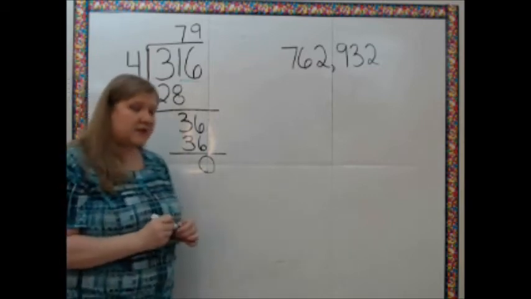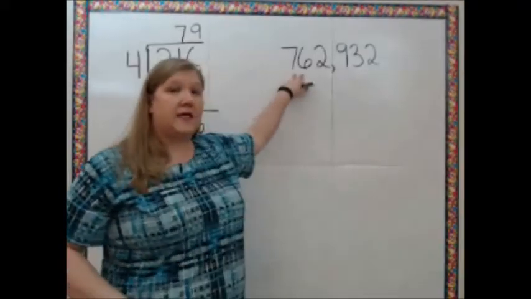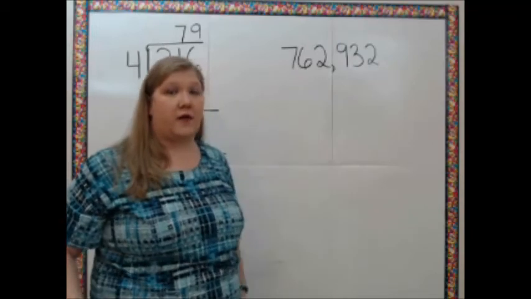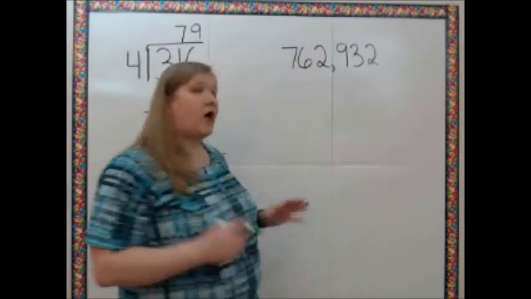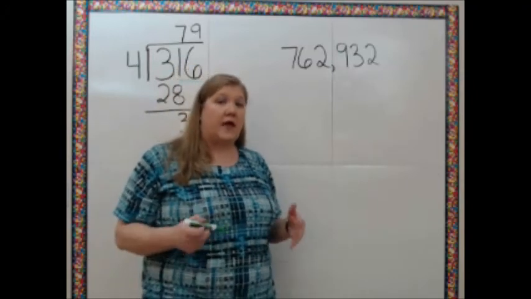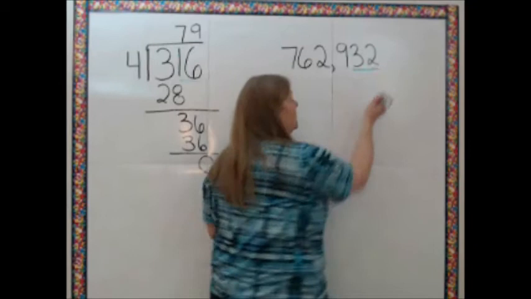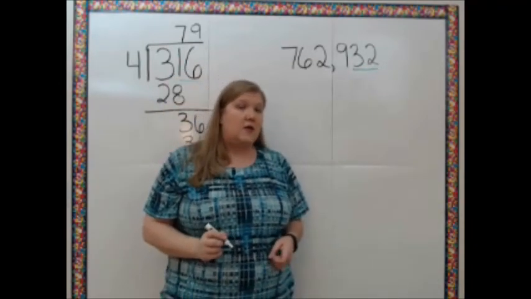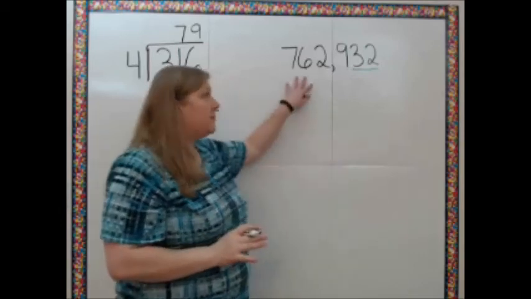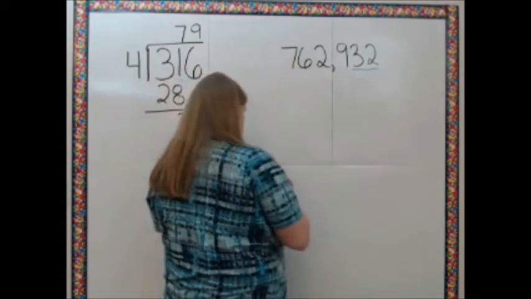All right, so let's see if this works on a larger number. Here we have 762,932. Is this number divisible by 4? Again, all we need to do is look at the last 2 digits. In this case, it's the number 32. Is 32 divisible by 4? Indeed it is. So therefore, this whole number should also be divisible by 4. Let's check it out to make sure.